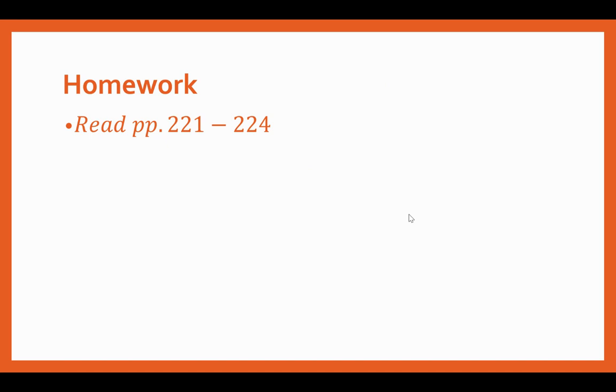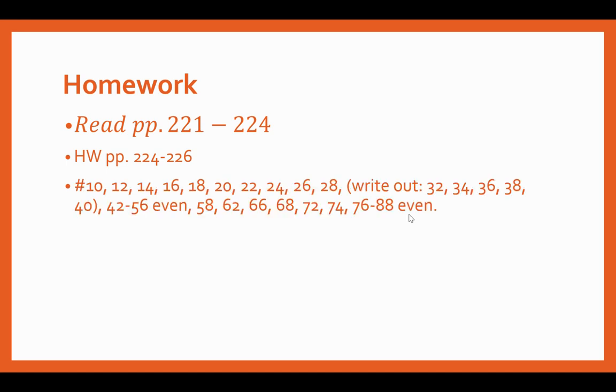Here's the homework for this section. We have read pages 221 and 224. That's where we're going to reread and review closure, distributive, commutative, associative properties, all those bits and pieces. The homework itself is found on 224 to 226. And here's the breakdown. For numbers 10 through 28, basically the evens, you're going to be determining how those fit in those different sets, like natural numbers, integers. So you're going to kind of work through those different problems.